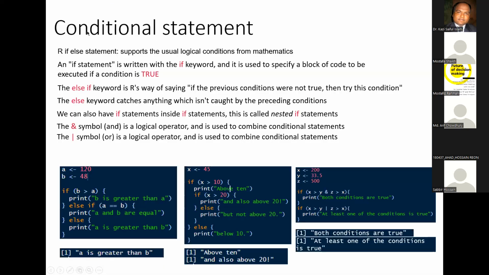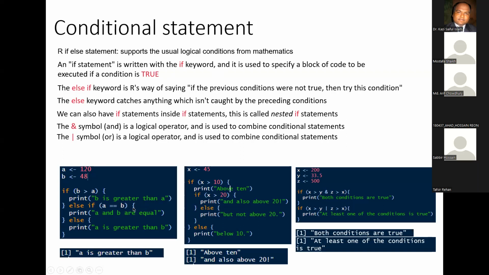Now we'll be talking about the conditional statement. As you can see in this example, we have declared variables A and B, and we want to do a comparison whether B is greater than A, and then we print relevant information. And if that fails, we check whether they are equal, and otherwise we do something else. So this is the syntax.